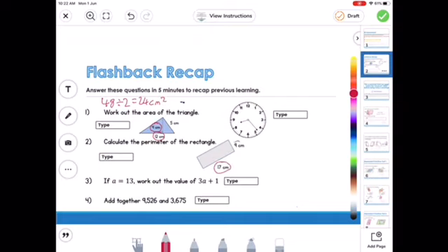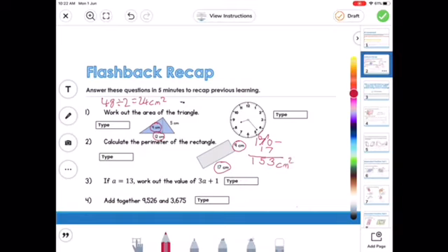That's just 17 times 9. I'm going to do 17 times 10 and then take away one lot of 17. 17 times 10 is 170. Then I'm going to take away 17 from that, so I'll need to exchange. So that's 153 centimeters squared.